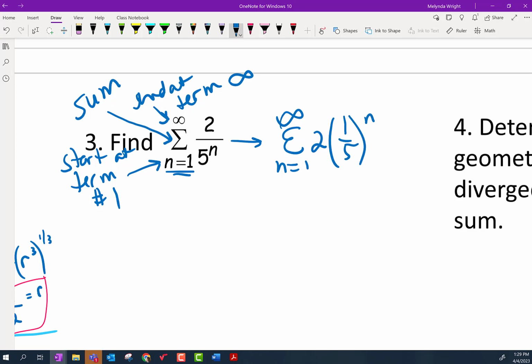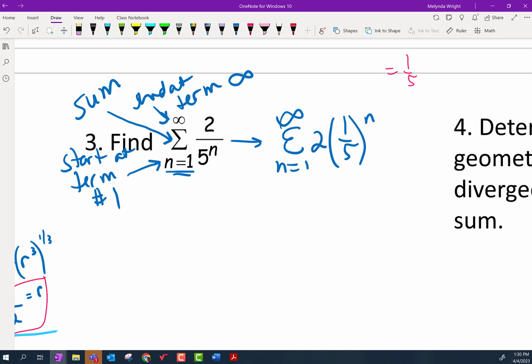So in this case, we would need to rewrite it so it makes more sense as to what we're doing. The 2 is not to the n, so it goes out front. Then I have 1/5 to the n. Okay. All right, we can do that. So here, let's look and see what we got. So that's r. r is 1/5.